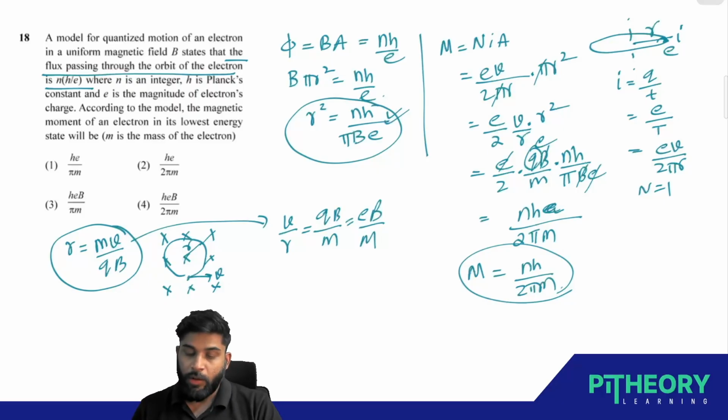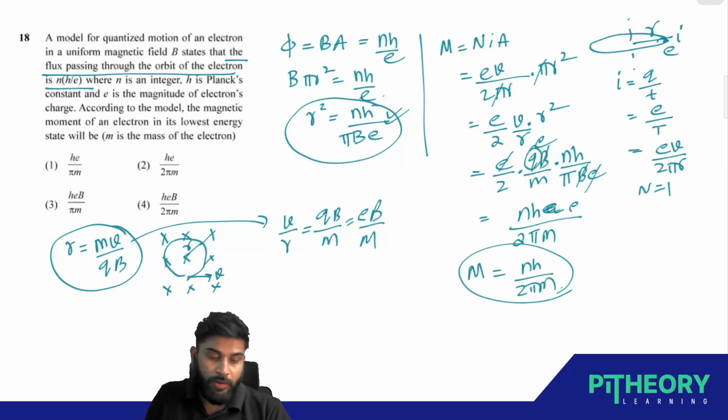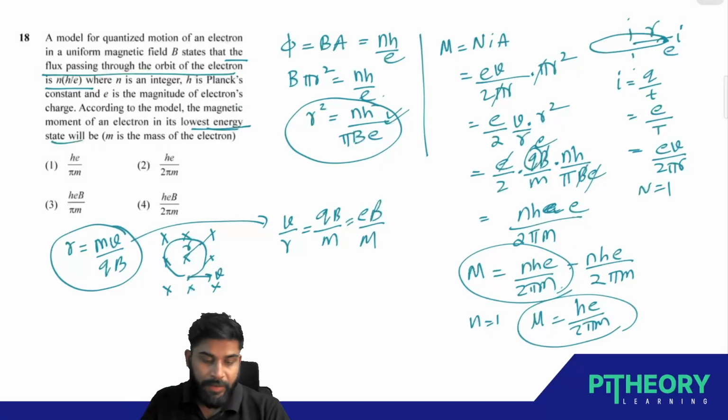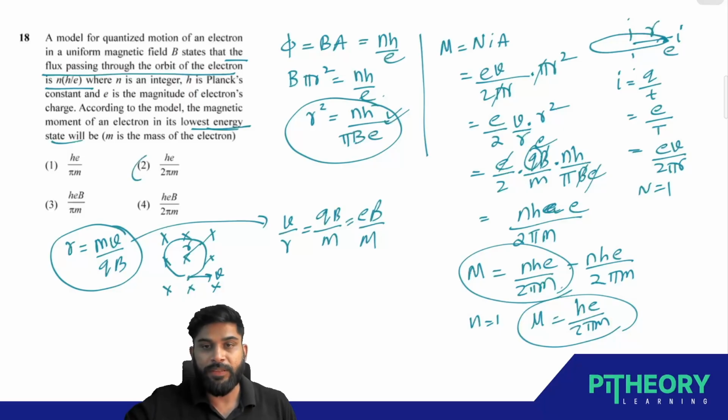So here the lowest most orbit is the question. Lowest state, lowest energy state. Lowest energy state means what? N equal to 1 only. So you'll be getting magnetic dipole moment in that. What is that equal to? He divided by 2 pi m. That will be the answer. He divided by 2 pi m. Option number 2 we can use in this particular case. That will be the answer for this.